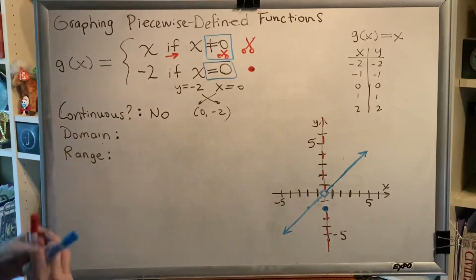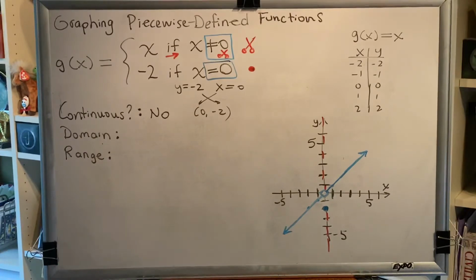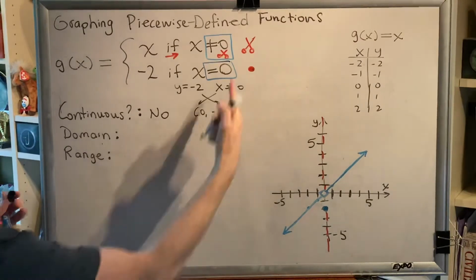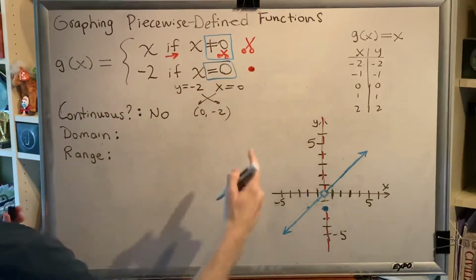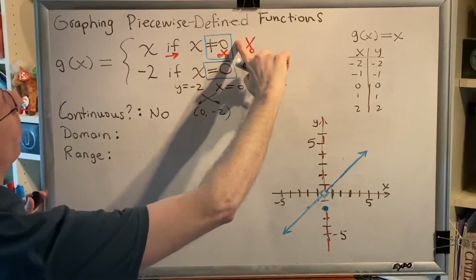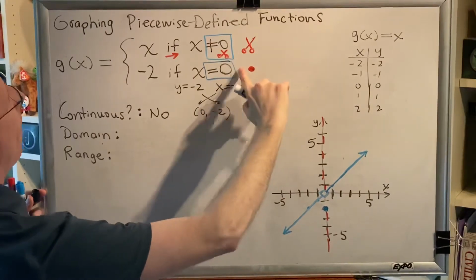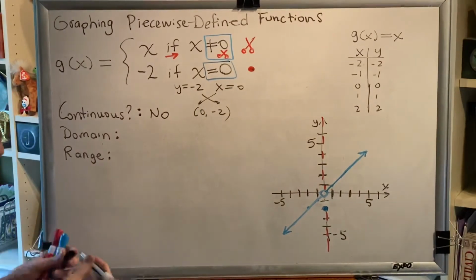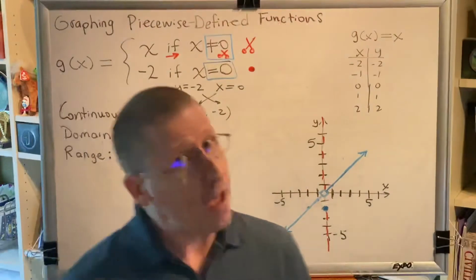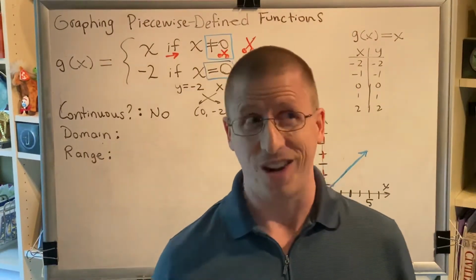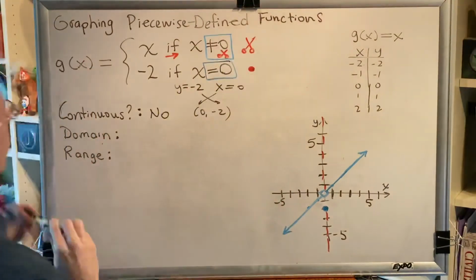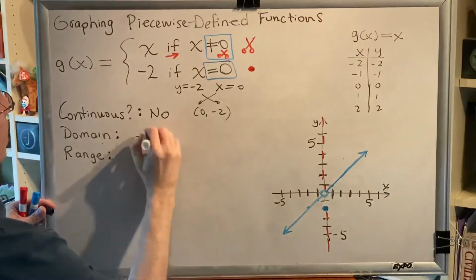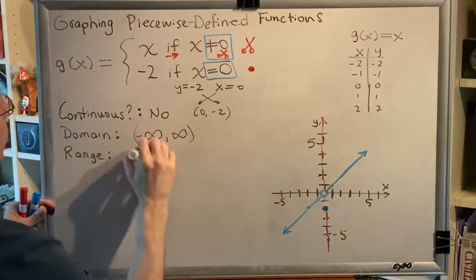All right, how about the domain? Well, domain is most easily seen by looking after the word if in our function definition. So the top represents all the numbers that are not 0, and the bottom represents 0 itself. And if you think about it, every number in the world is either 0 or not 0. So if we put these together, this comprises all real numbers. My domain is negative infinity to infinity.